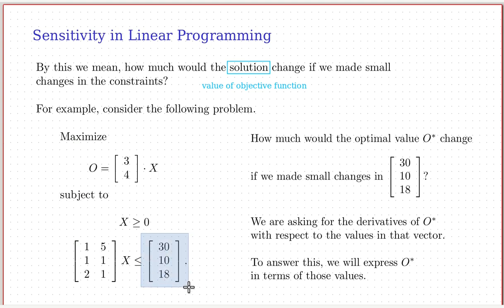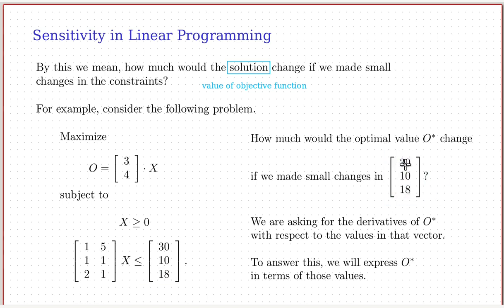This guy here I'm going to refer to as the constraint vector. That is, it's the constants which occur in the constraint inequalities, on the right side of A times x. So this is the constraint vector, and this is the objective vector. The question I'm asking about sensitivity is how sensitive is the optimal value of the objective function? Remember, we denote the optimal value by O star. How sensitive is O star to the numbers in the constraint vector, in this case the 30, 10, and 18?